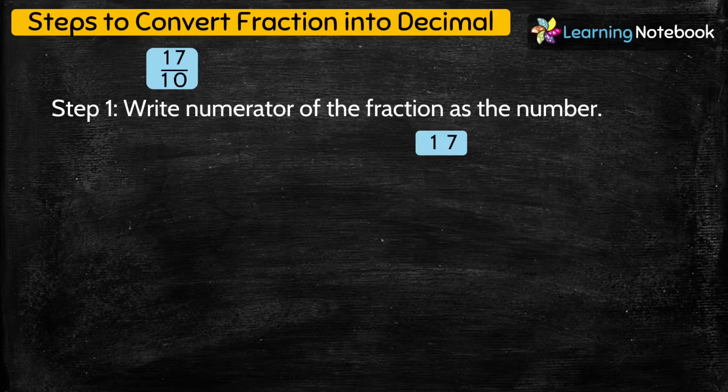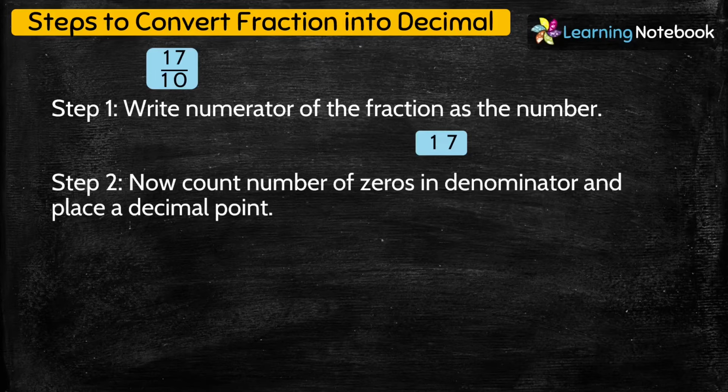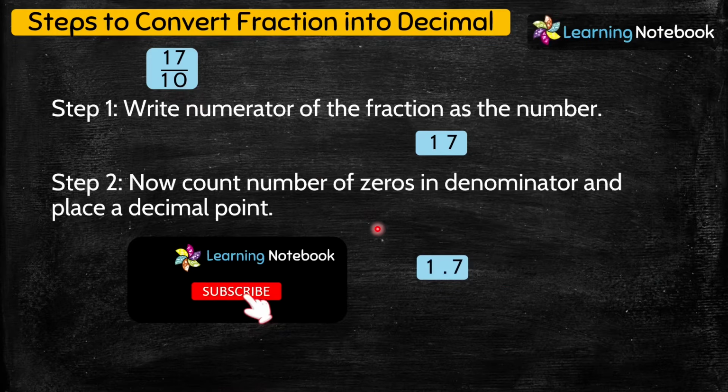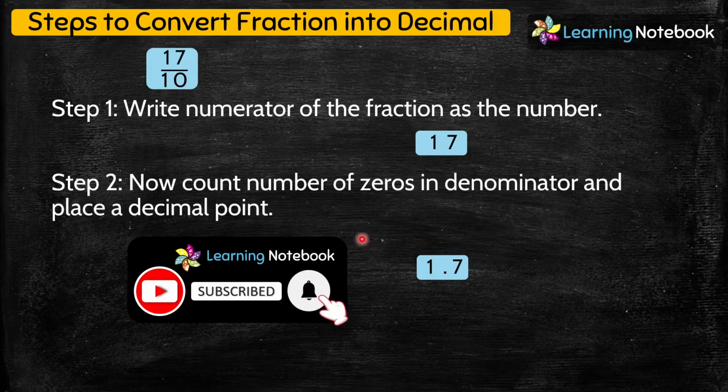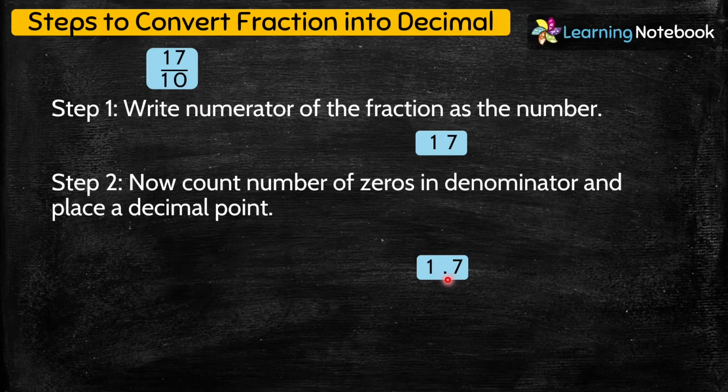Now in step 2, we will count the number of zeros in the denominator and place the decimal point. So students, here the number of 0 is 1. So we will put the decimal at one decimal place, that is, we will write the number as 1.7. So, in this way, we have converted the fraction into decimal 1.7.